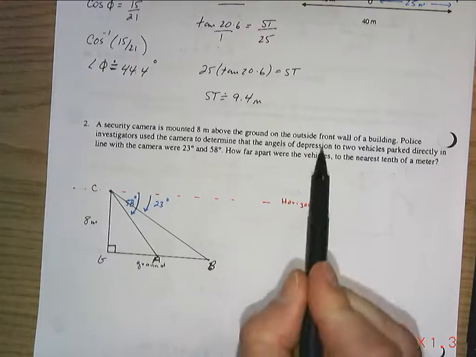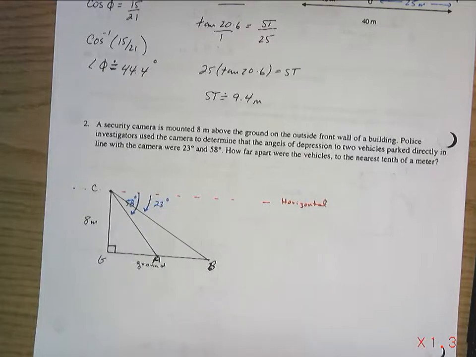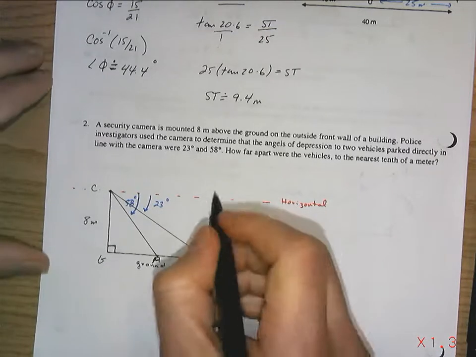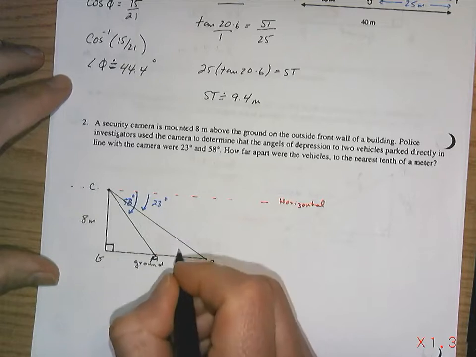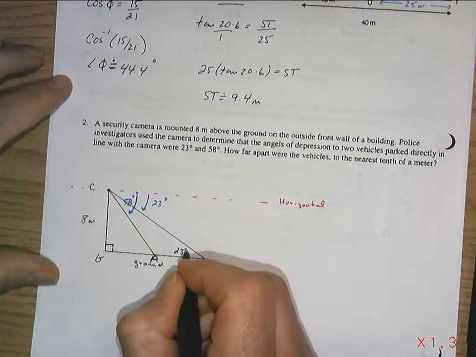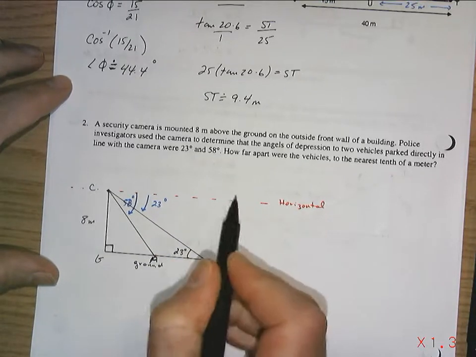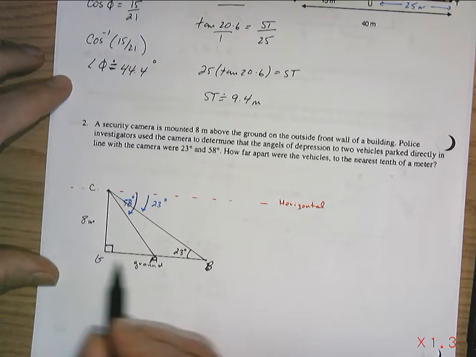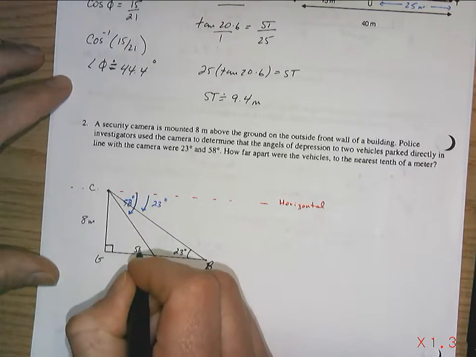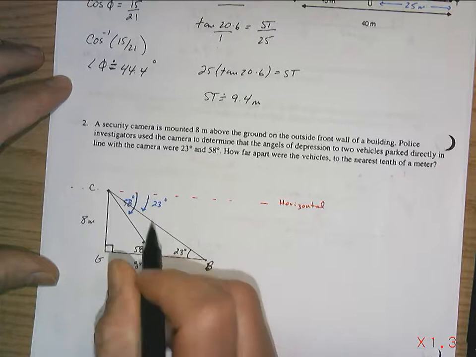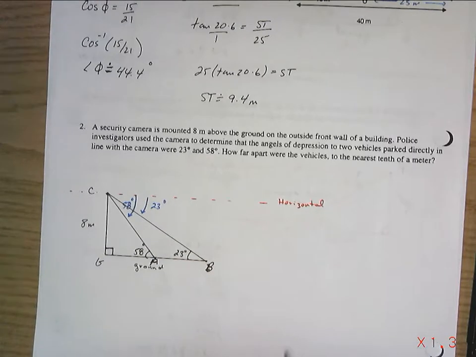And when they talk about an angle of depression, I need to see these angles outside the triangle. Now those angles will go inside the triangle. We absolutely know that. If we look at a Z pattern here, this 23 will also go here. And if we look at a larger Z right here, then we know that this will be 58. But I want to see these angles out here for full marks. So there's 2 marks for this diagram.